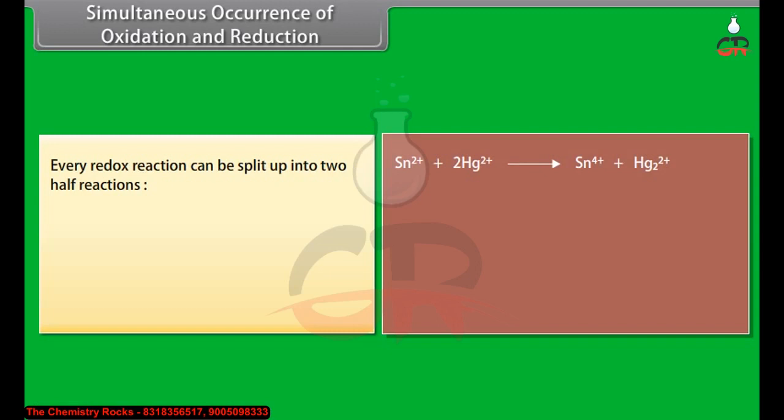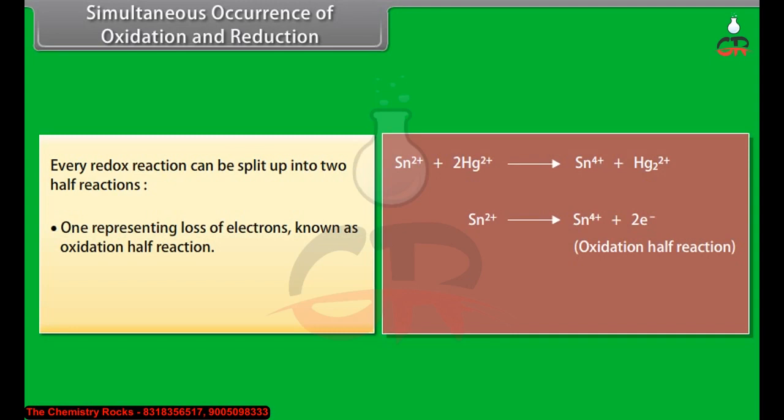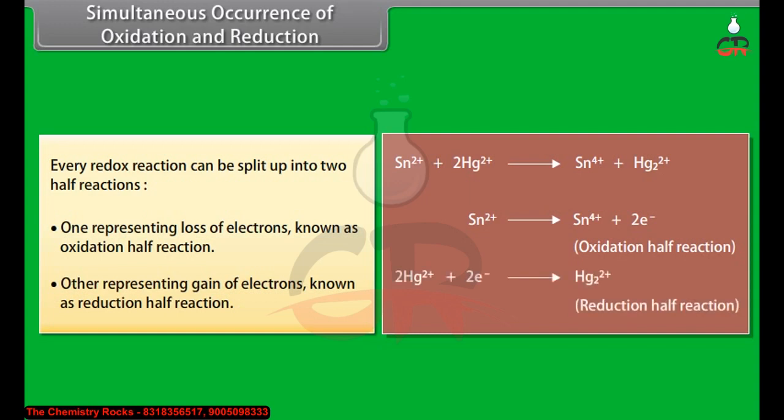Every redox reaction can be split up into two half reactions. One representing loss of electrons, known as the oxidation half reaction. The other representing gain of electrons, known as the reduction half reaction.